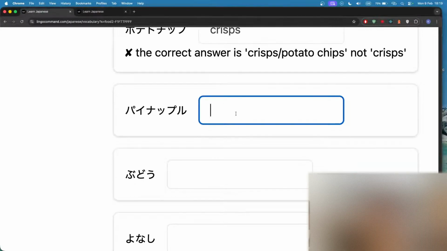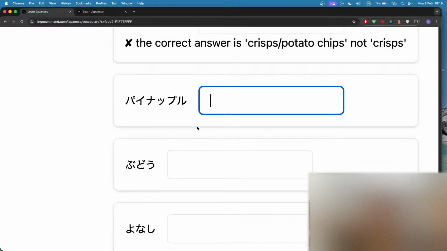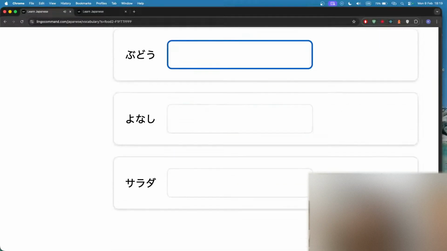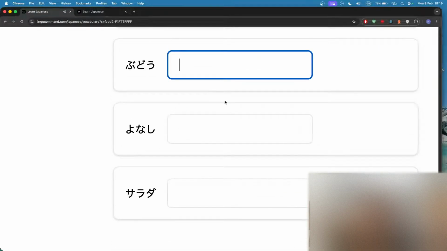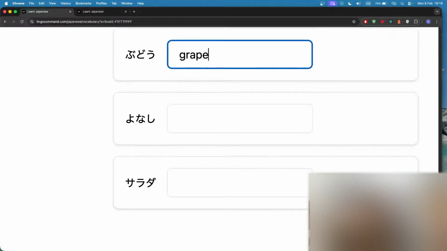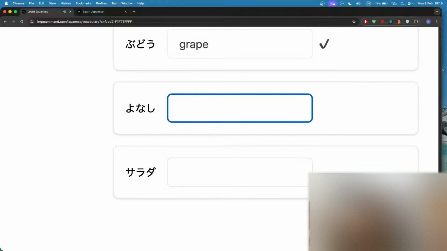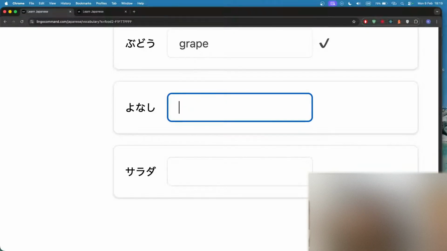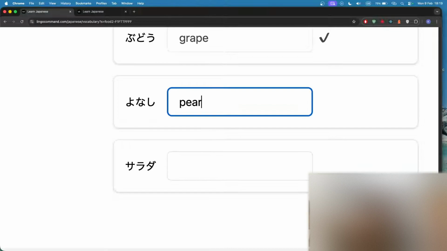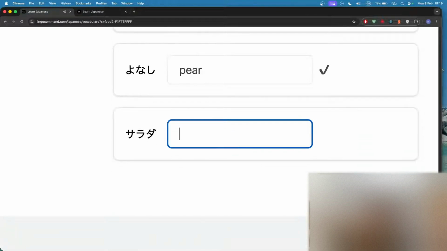Okay, next one. So this is pineapple. Pineapple, self-explanatory. And the next one is budou. So that is grape. We spoke about that earlier when we were covering raisin. Yonashi is pear. And this is sarada. Sarada is salad.